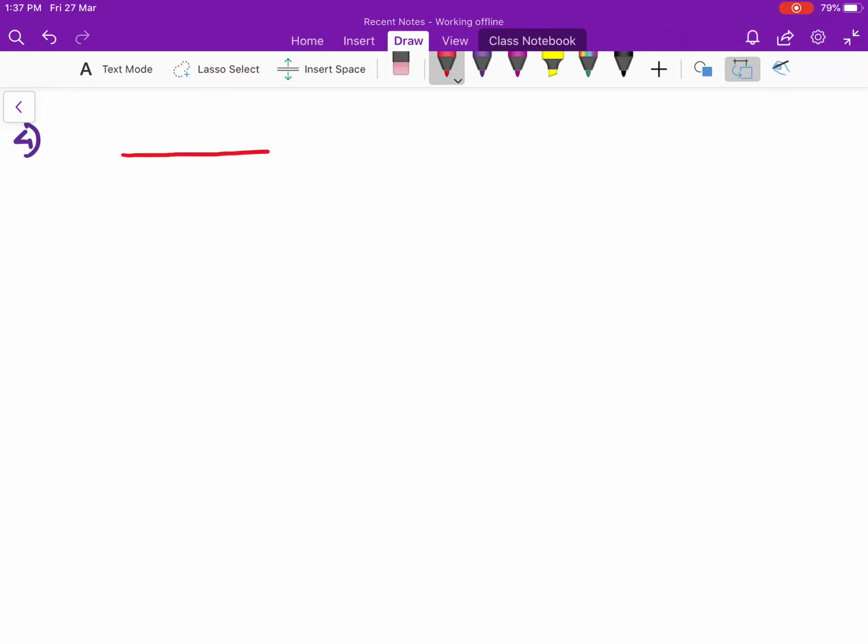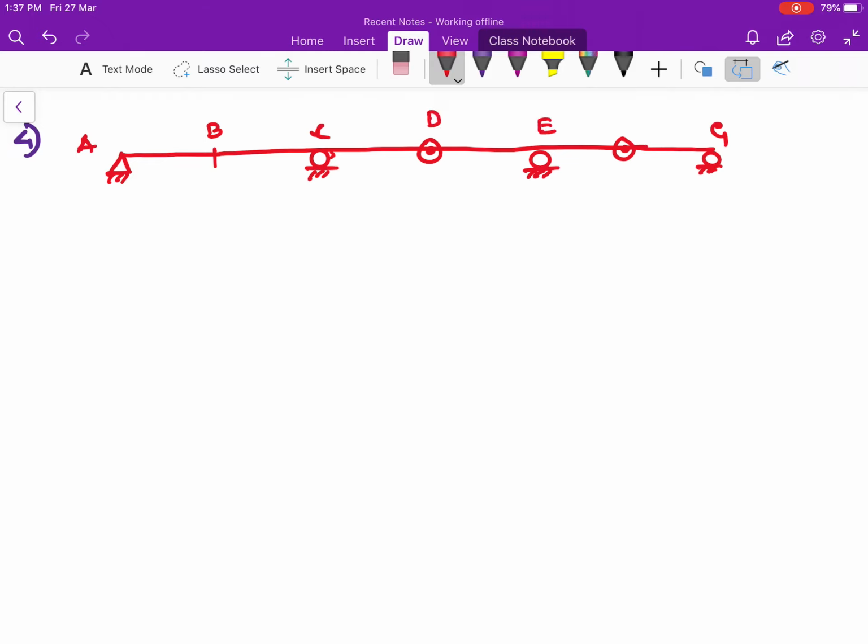Please listen to it carefully. One structure is coming like this. Let me take this as a point A, this as a point B. Here presence of roller which is mentioned as a point C, D, point E, point F, and roller which is point G. Let me take this as D, E, F. For this structure, I am going to explain every concept here.